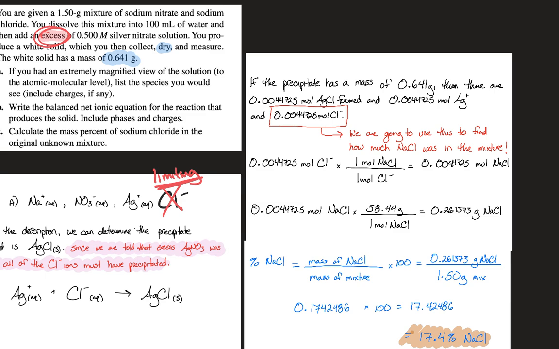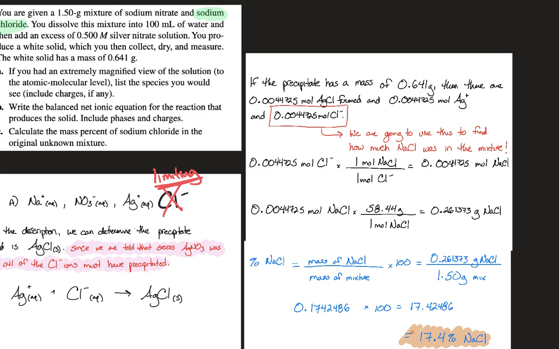We know that this chloride had to come from the sodium chloride. That is the only source. Wow, I totally did not mean to do that. Okay. There we go. We know that the chloride had to come from sodium chloride. That is the only source of chloride up here. Sodium chloride, right? Nothing else had chloride in it.